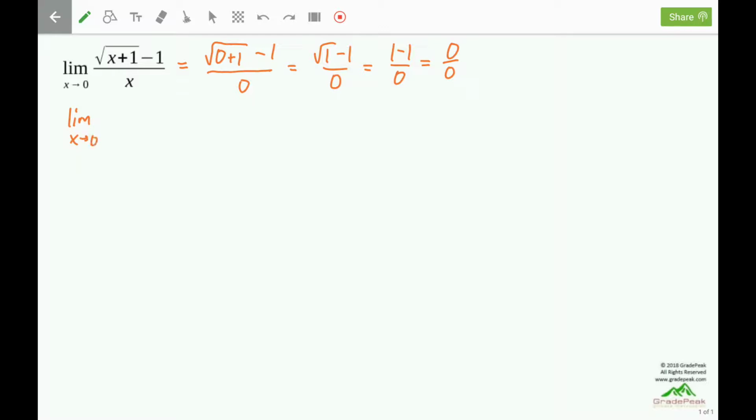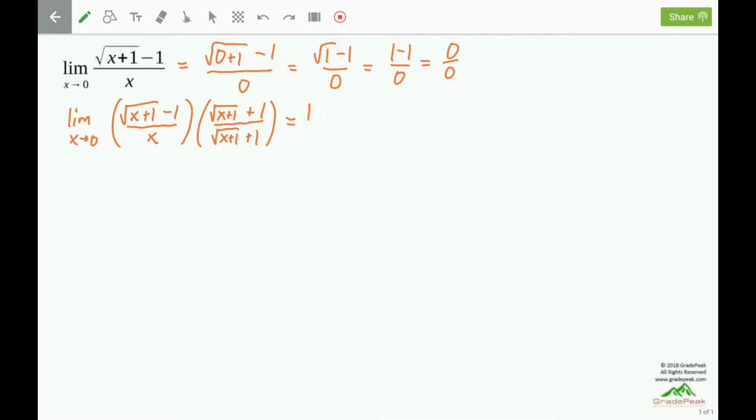So we have the limit as x goes to 0 of the square root of x plus 1 minus 1 over x. And we're going to multiply this by the conjugate of the root, which is the same terms in the root combination, but opposite sign between them. So it'll be a plus sign between the two terms of the root combination. And we're going to put this in the numerator and denominator so that we're multiplying by a form of 1. We're not changing the value, just the look.